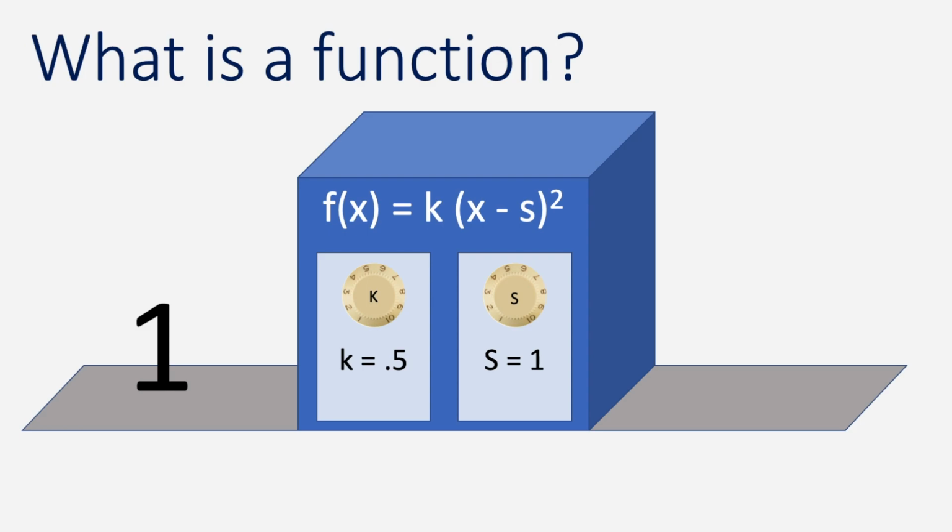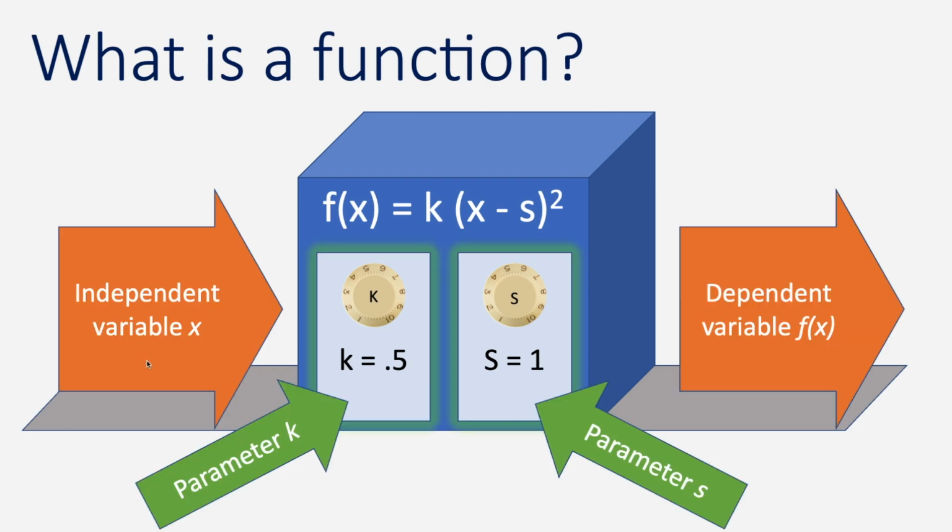And so the input is usually called an independent variable. And then the dependent variable is the one that comes out. So if I take a 1 and pass it to the machine, it outputs a 0. And then you give it a 2, and it outputs a 0.5. This is how I like to think about a function. It's like a little machine like this. And again, just to remind you, the input is the independent variable, the output is the dependent variable, and k and s in this particular example are parameters.